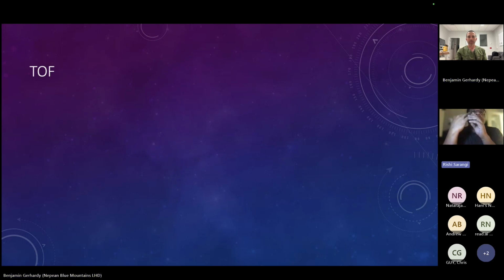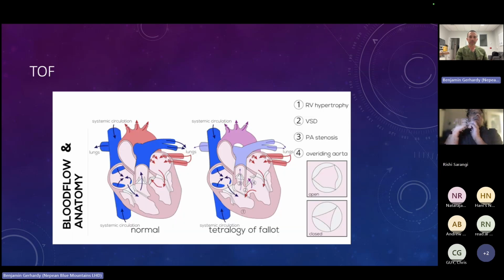Anyone? Is it VSD, right ventricular hypertrophy, pulmonic stenosis, or maybe a dynamic obstruction there, and aortic overriding. Yeah, very nice, right? So this is what it looks like.